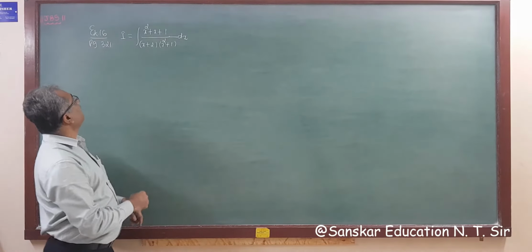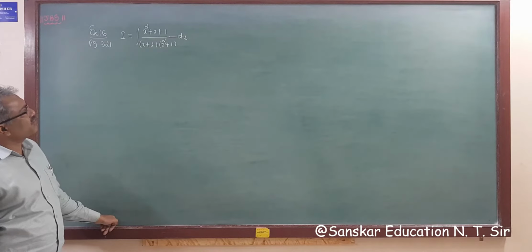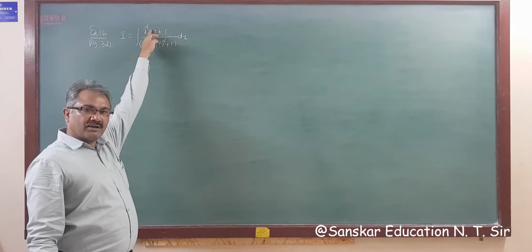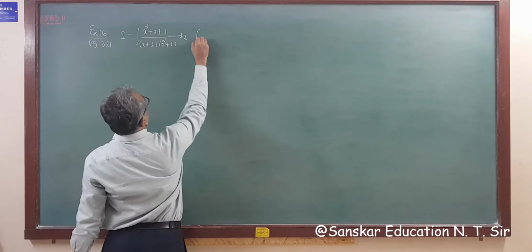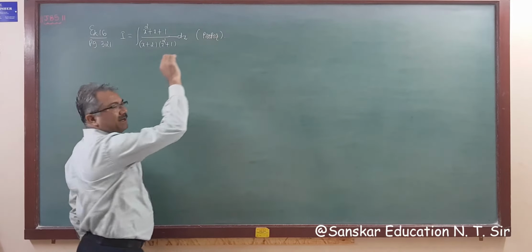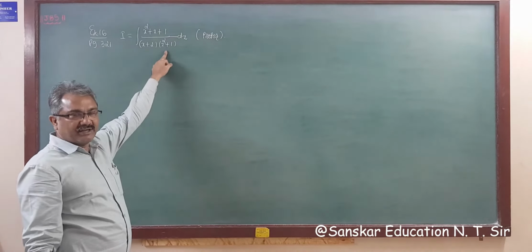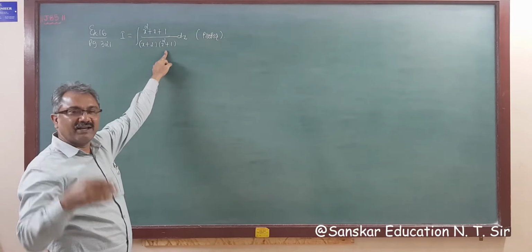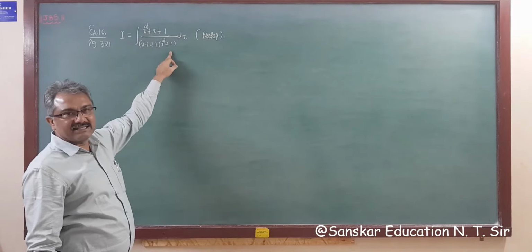Example number 16, page 321. I is equal to the integral of x square plus x plus 1 upon x plus 2 times x square plus 1. The power of the denominator is more than the numerator, so this is a proper fraction. So applying the partial fraction method, here this is linear, this is quadratic, and the quadratic factor must be expressed as ax plus b in the numerator, right? So first we take this, then this, right?